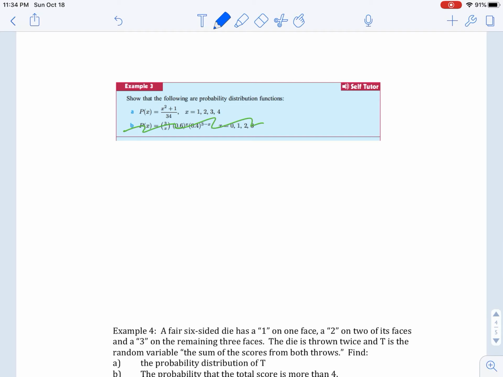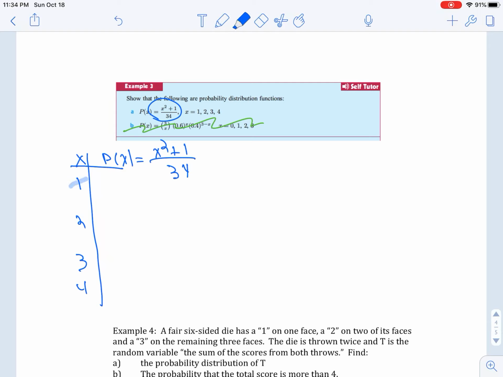So this is just saying that we have a random variable x. I'm actually going to write it this way, since I have this function that I have to substitute them into. 1, 2, 3, 4. And the probability distribution function is (x squared plus 1) over 34. So if we substitute each of those in, for the first one, we're going to get 1 subbed in here. So we get 1 squared, which is 1. 1 plus 1 is 2 out of 34. When we sub in the 2, we get 4 plus 1, which is 5 34ths.